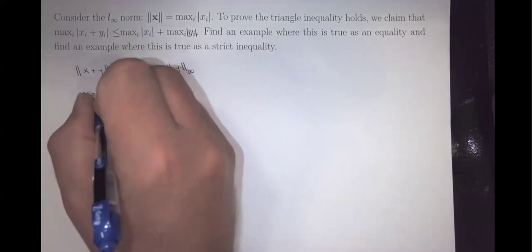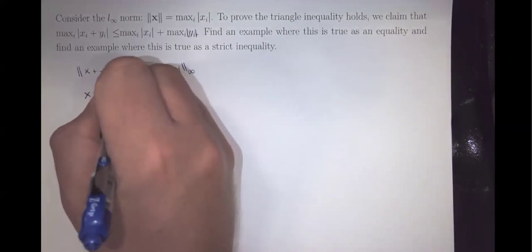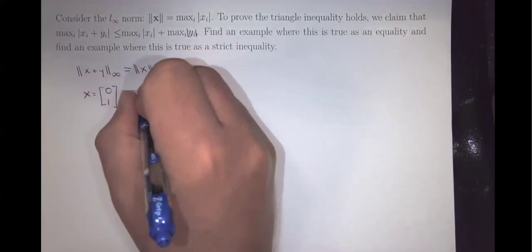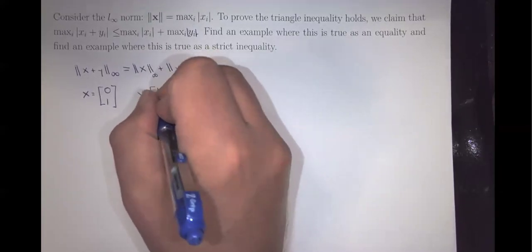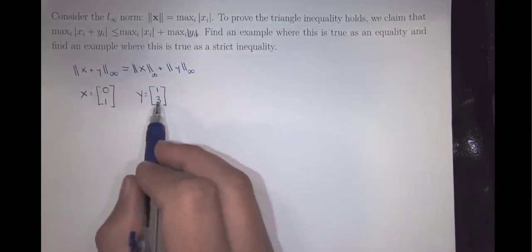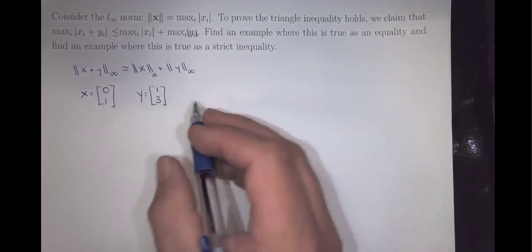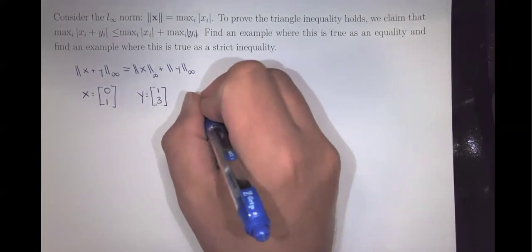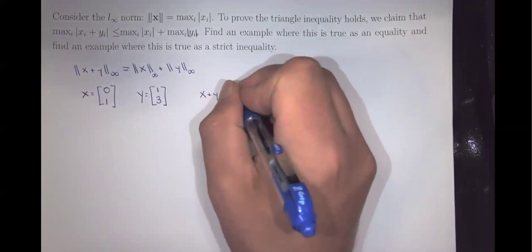equals, let's say, 0, 1, and y equals, let's say, something like 1, 3, because the first component here is the largest and the second component here is the largest, then our x plus y is going to have the largest second component.